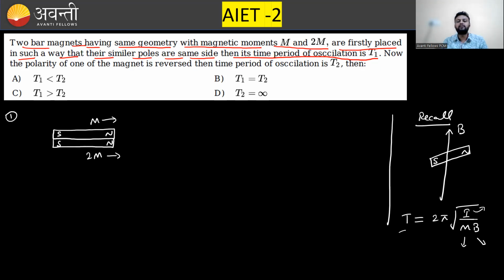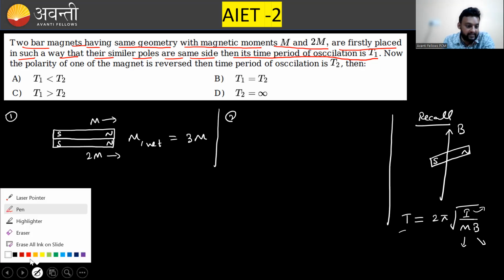Note it down. If you don't know that, you can note it down. The direction of magnetic dipole moment is south to north. So total magnetic moment in the first case, what I have written, M1 net is equal to 3M. Clear? Now for the second case, let's take another pen.